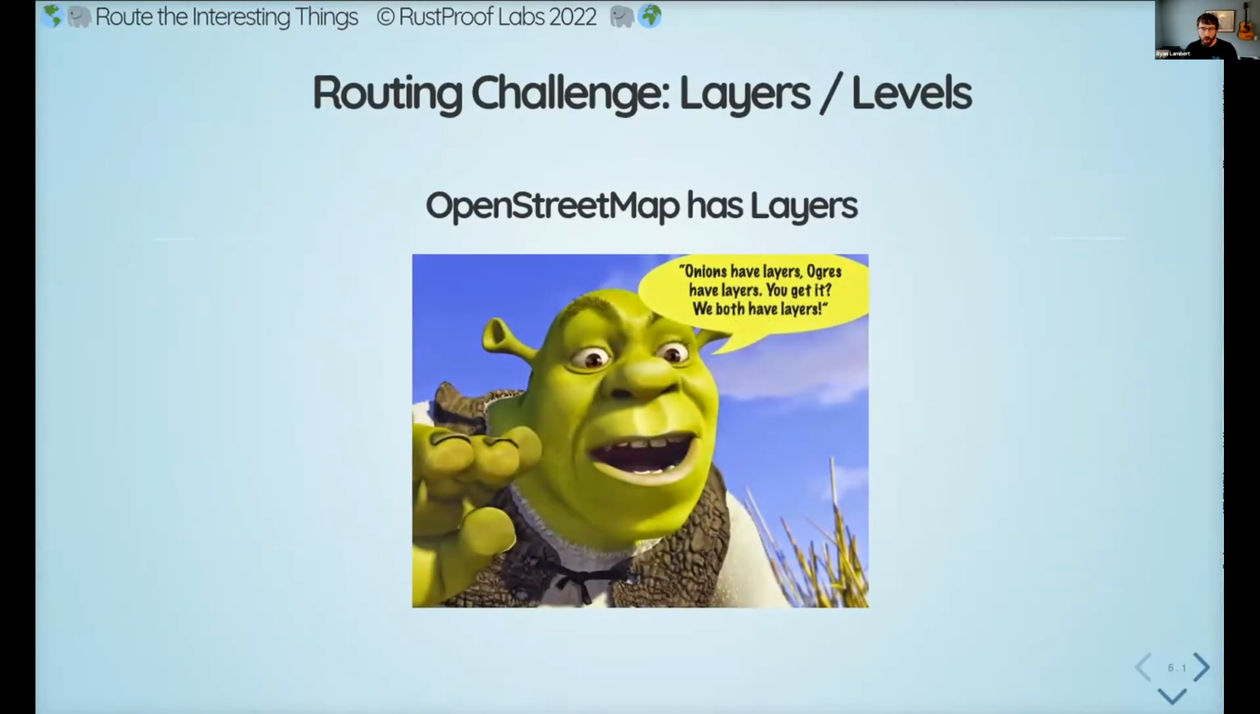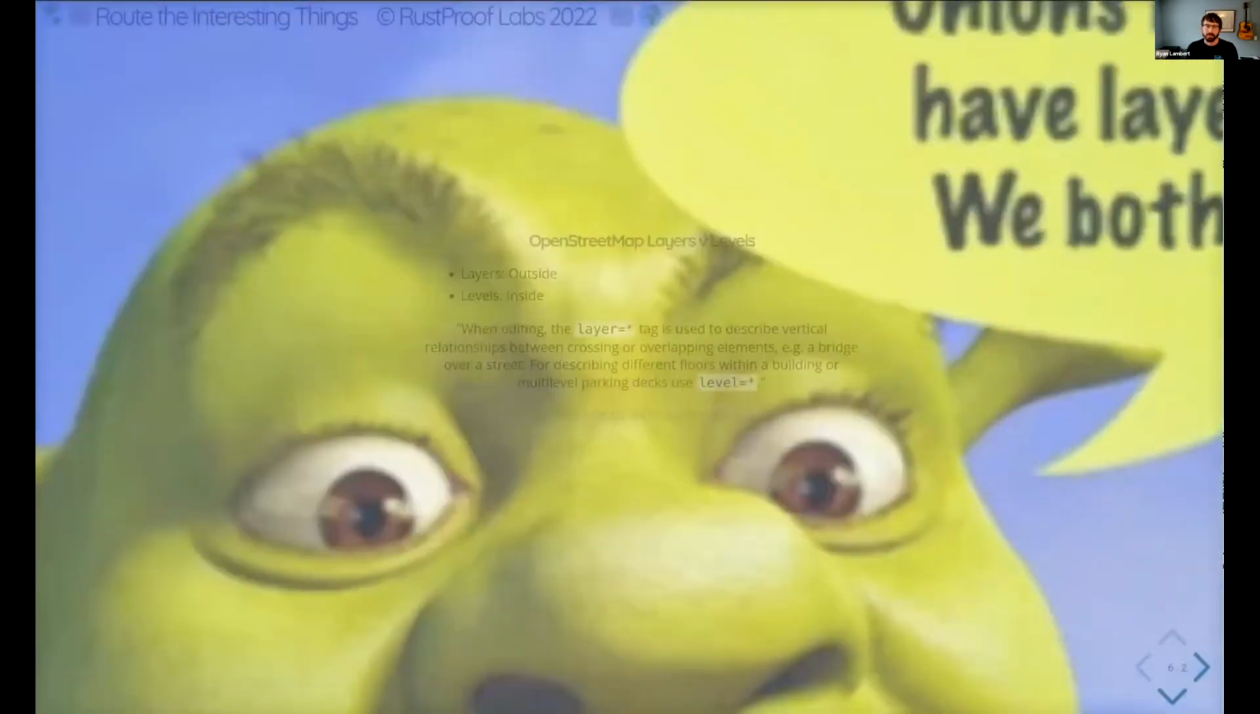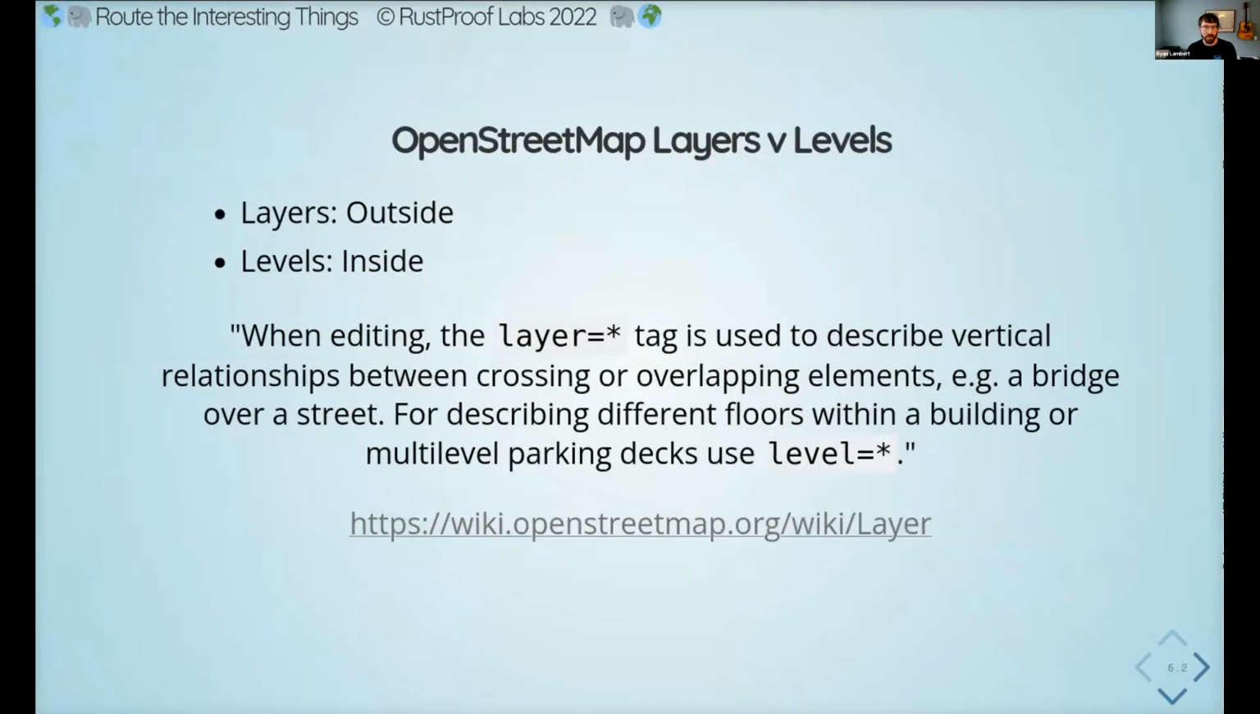Moving along, OpenStreetMap has something in common with ogres and onions. There are layers, and these layers add complexity. When we talk about layers in OpenStreetMap, we have to make sure that we're dealing with both types of keys. Layers deals with elements in the outside world. So roads and rivers and culverts and bridges, all of those use the layer tag.